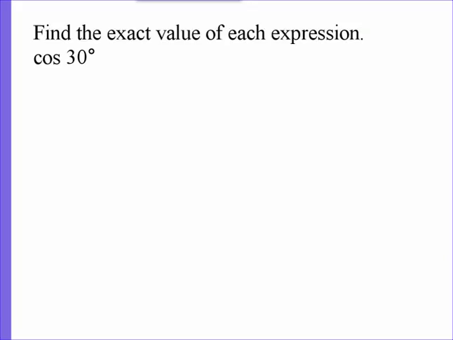And so what I'm going to need to do now is draw an angle in standard position that has a measure of 30 degrees. First of all, drawing an angle in standard position, remember I'm going to start with the axes. 30 degrees is in quadrant 1. So I'm going to go up 30 degrees. And so this is 30 degrees.